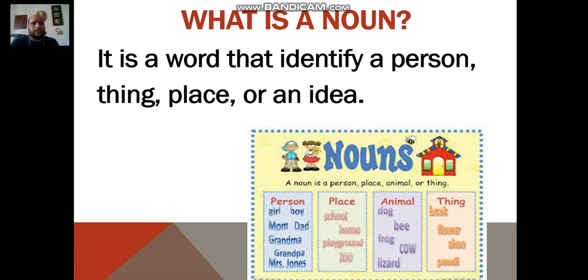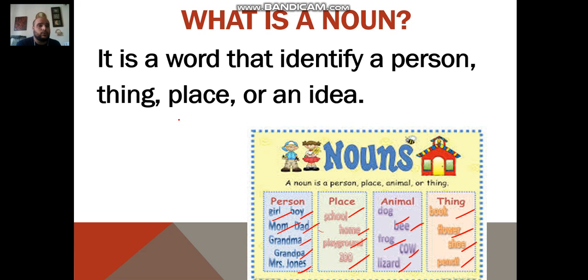What is a noun? It's a word that identifies a person, thing, place, or an idea, of course. A person just like girl, boy, mom, dad, grandma, grandpa, Mrs. Jones, for example. A place just like school, home, playground, zoo. An animal, any animal, dog, bee, frog, cow, lizard. Thing, anything. Book, flower, shoe, pencil. If you're talking about the names of people, just like Malik, Abdul Rahman, Omar, Khalid, Isa, anyone, it's going to be a noun.